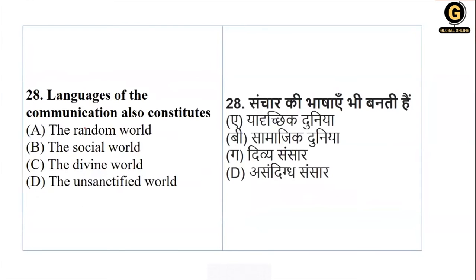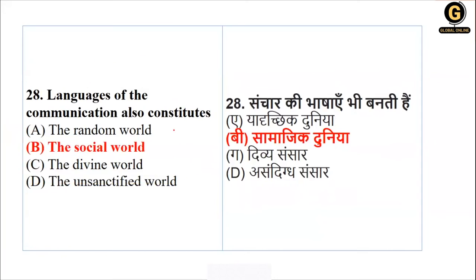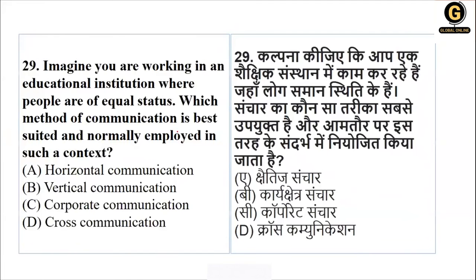Then, languages of communication also constitute. The languages of communication, they constitute what? Random world? No, it can't be random. Social world, divine world, unsanified world. Divine cannot be, unsanified cannot be. It's about the society, the social world. So communication, it's about what? It's about the society, the social world. So option number 2 is your right answer. Let's go to next question.